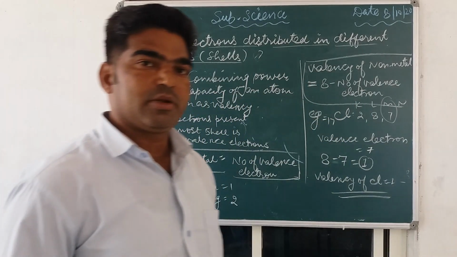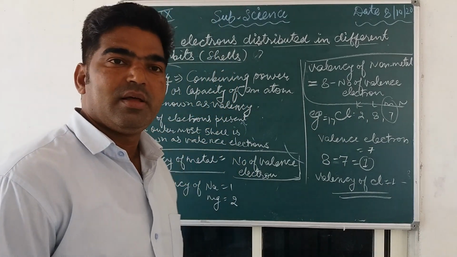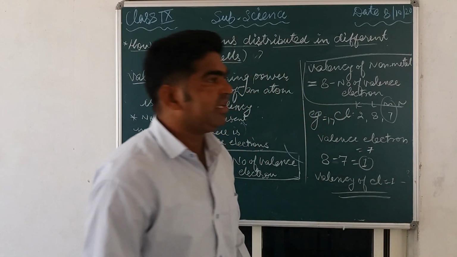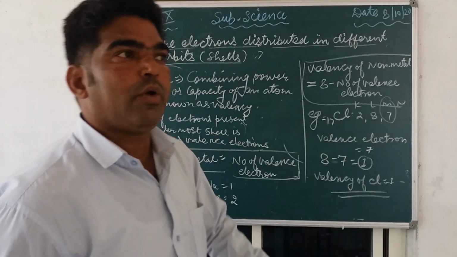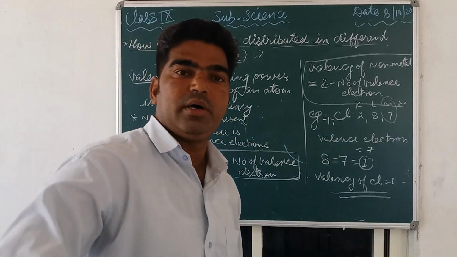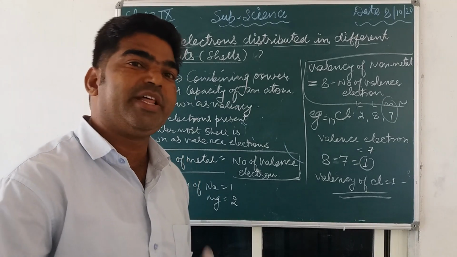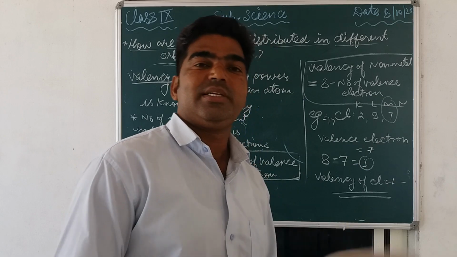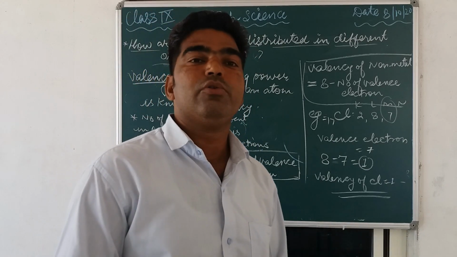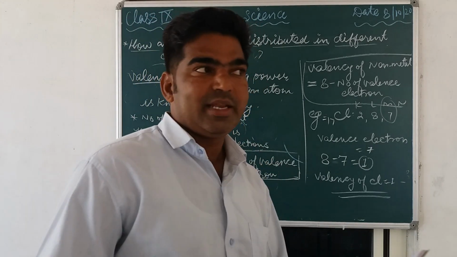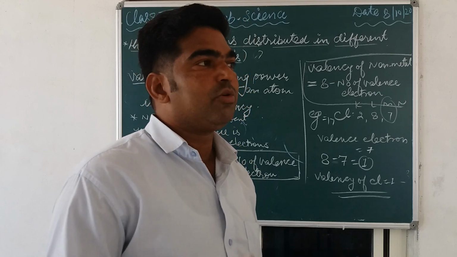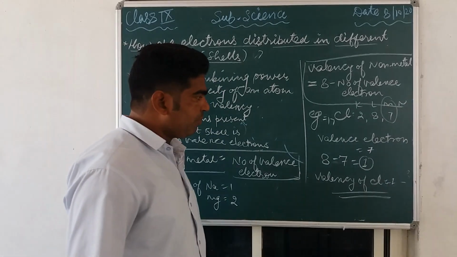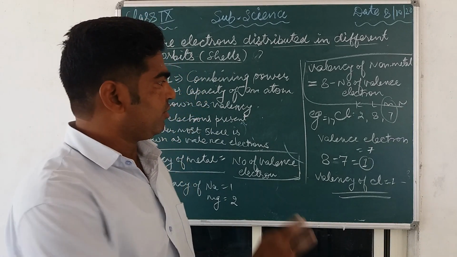This means chlorine can gain 1 electron. For any atom, it is not possible to donate or lose more than 3 electrons. It can gain more, but it cannot lose more than 3. I hope it's clear to everyone how to find the valency.